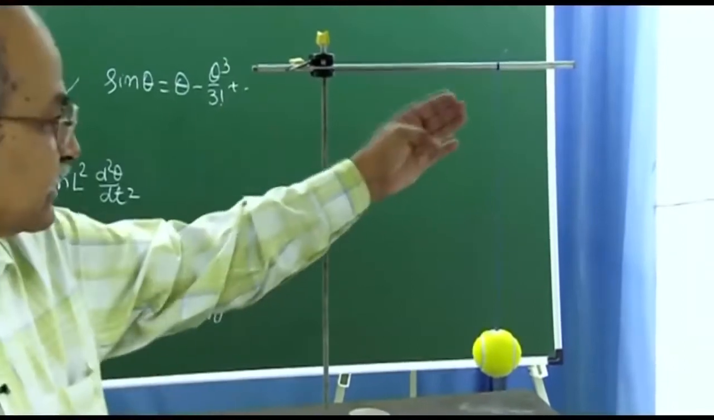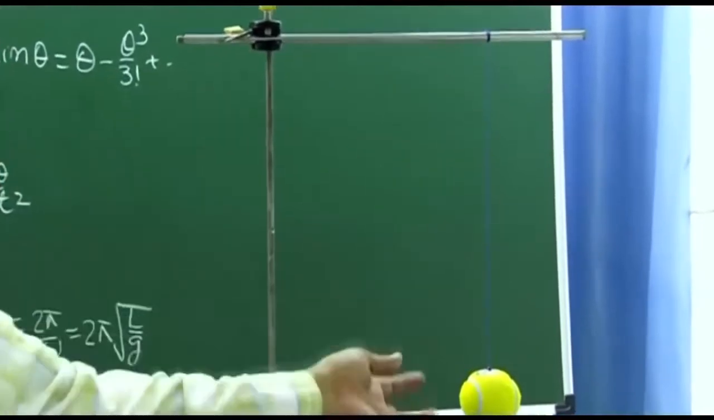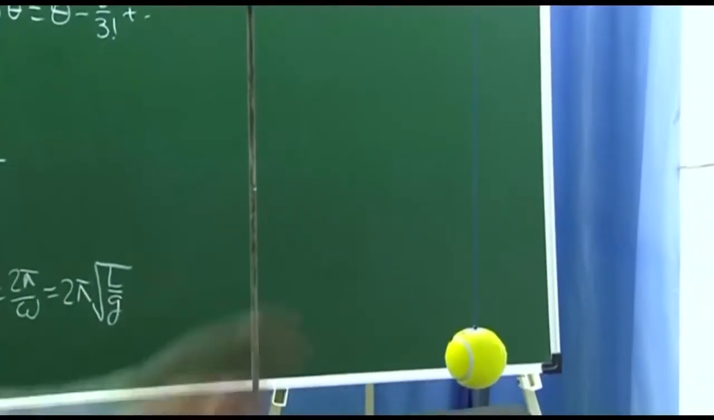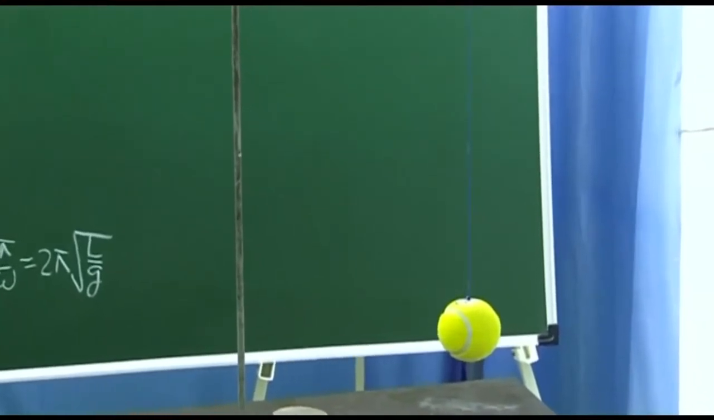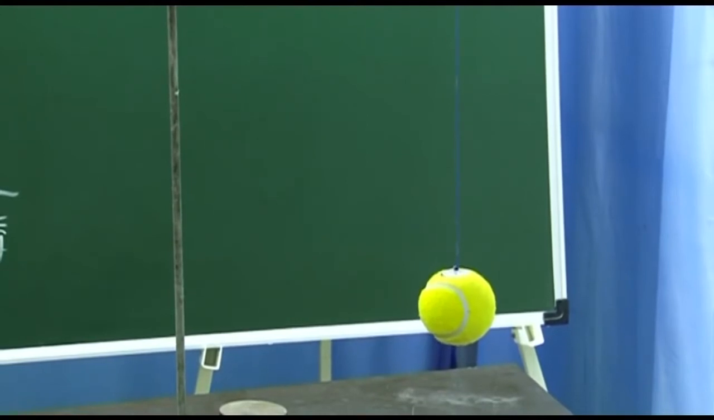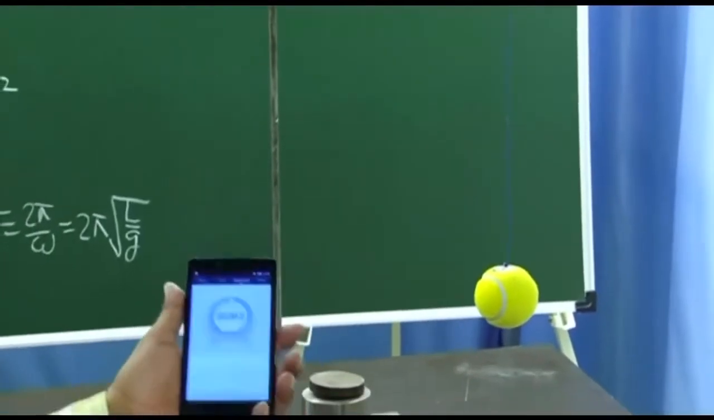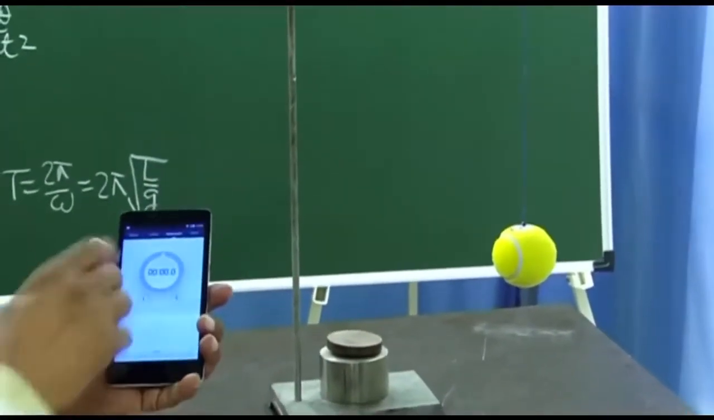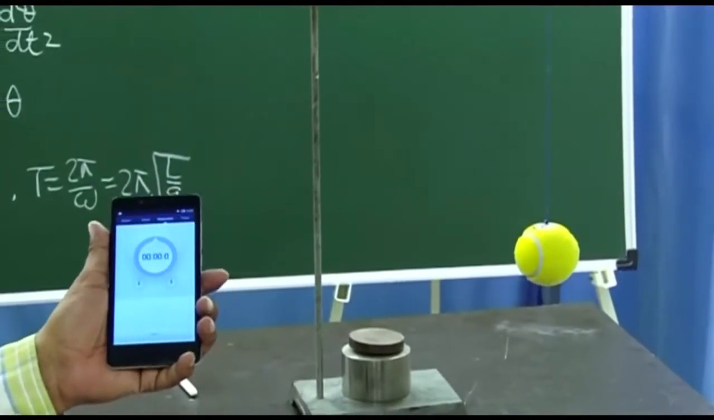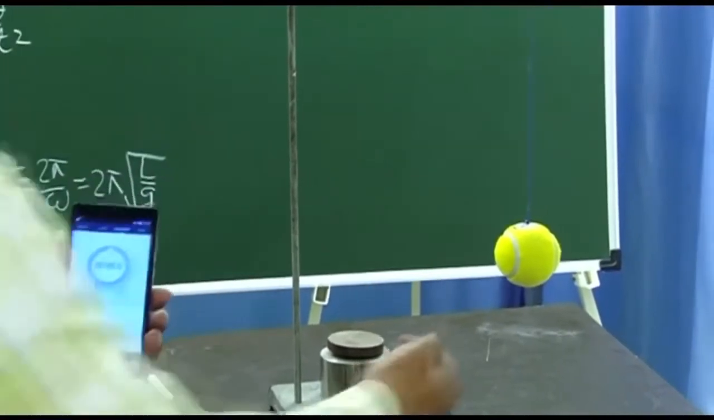Here I have this pendulum, a thread is here, and from this thread a ball is hanging, the same ball with which children play cricket and other games. To measure the time period, we can use a stopwatch. I will be using this mobile stopwatch to measure the time of say 10 oscillations. So let me first oscillate with small amplitude.